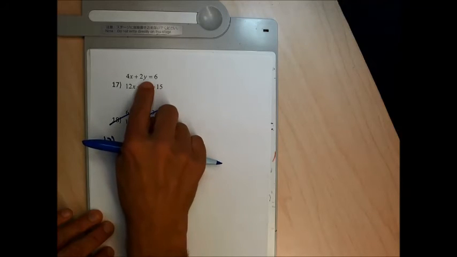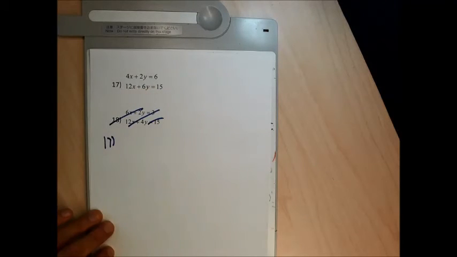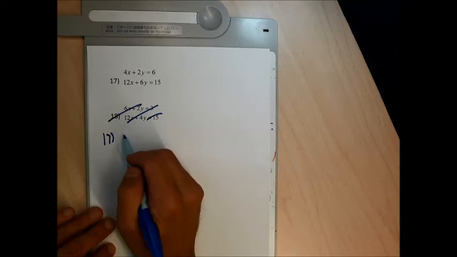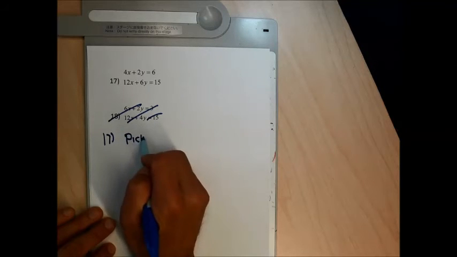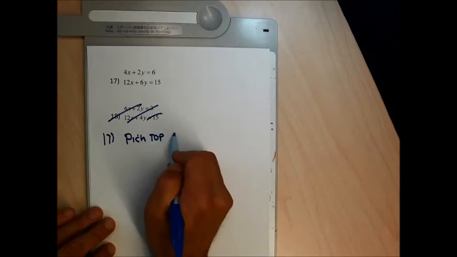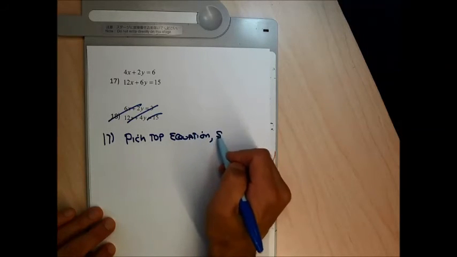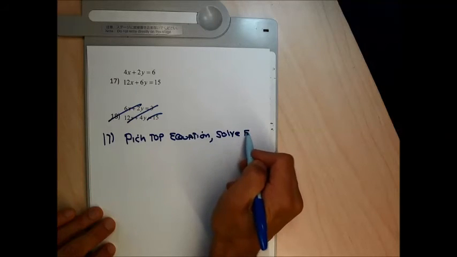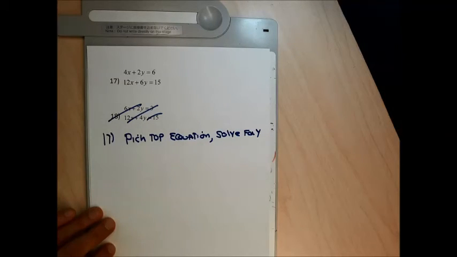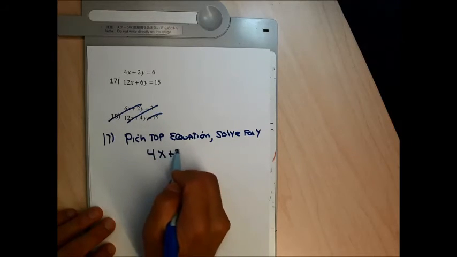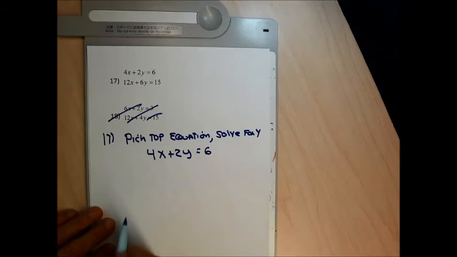I could pick the top equation and solve it for x or y. I could pick the bottom equation and solve it for x or y. There isn't a good thing to do, but I think picking the top equation and solving it for y is good. Let me try that. So for problem 17, I'm going to pick the top equation and solve for y. I think we can avoid fractions this way. Any other equation and any other letter, I think you're going to get a fraction. I picked that equation very carefully because I think I can avoid fractions.